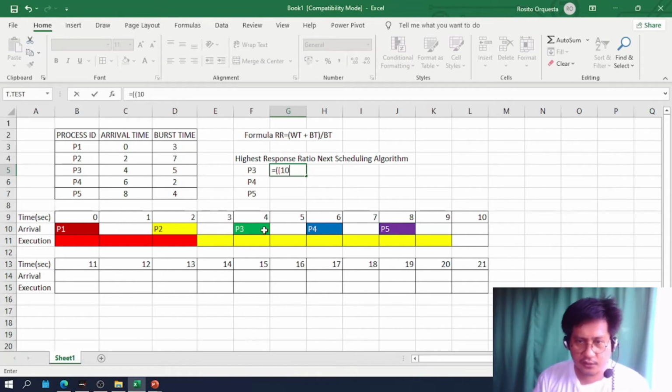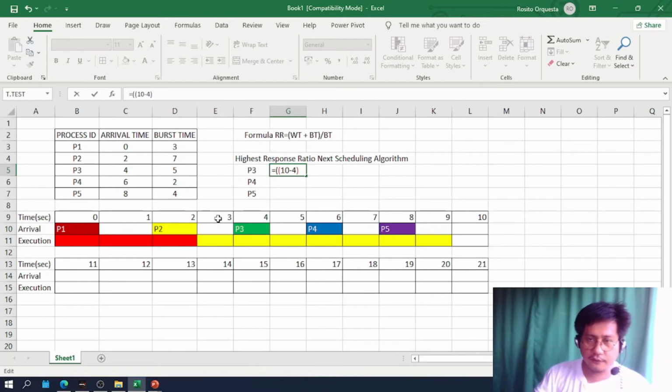But for process 3, it is not that it has arrived at around 0. It arrives at around time 4. So we are going to subtract a certain amount of time slices from time 10. We count from 0: 0, 1, 2, 3, 4. So we subtract 4 from the 10, because it's not really 10 seconds that P3 waits before execution, since it arrives at around time 4.